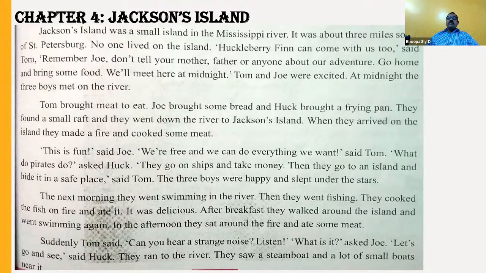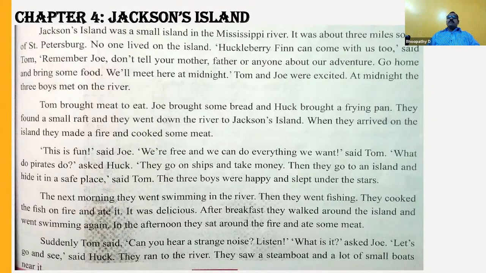"We are free and we can do everything we want," said Tom. "What do pirates do?" asked Huck. "They go on ships and take money. They rob the passengers. They hide the money or treasure somewhere on the island. And they live very freely, happily. Hide it in a safe place." The three boys were happy and slept under the stars very happily.